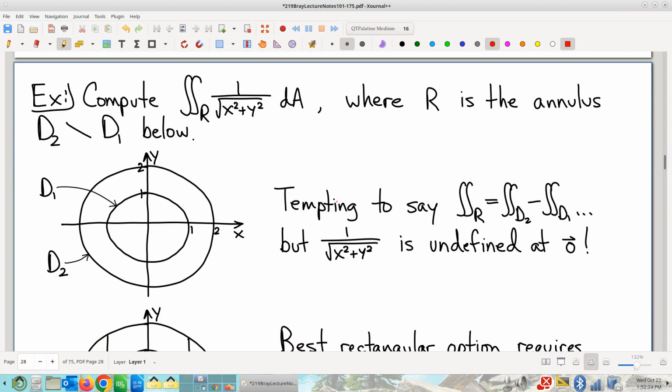Here we have a weird domain. The domain here is this annulus, we call it. It's kind of like a ring. It's the region between two concentric circles, like so. And on that domain, I want to compute this integral up here.